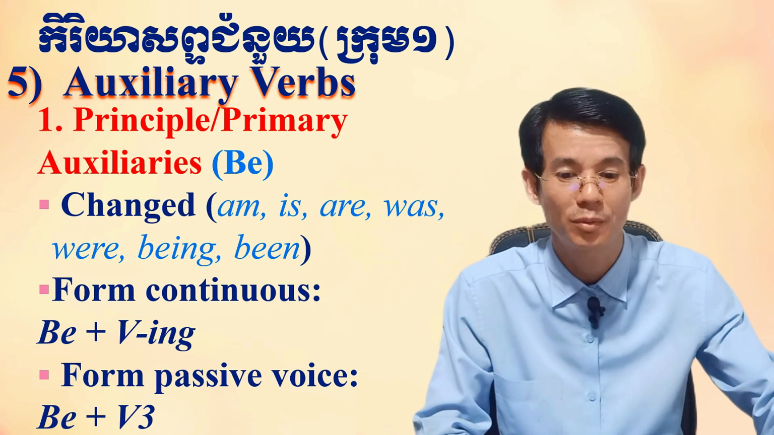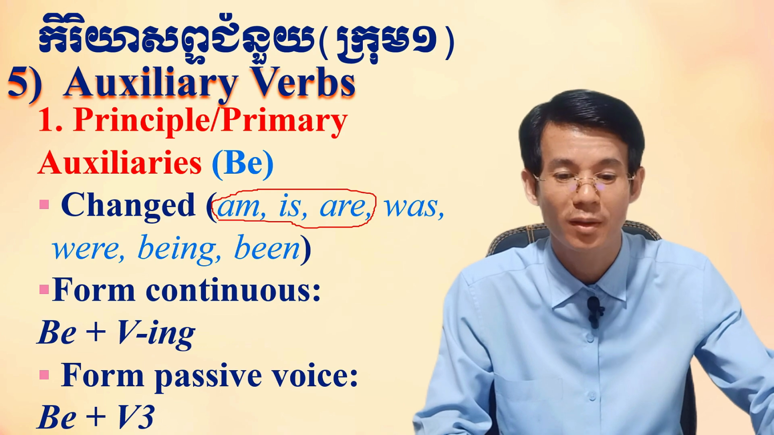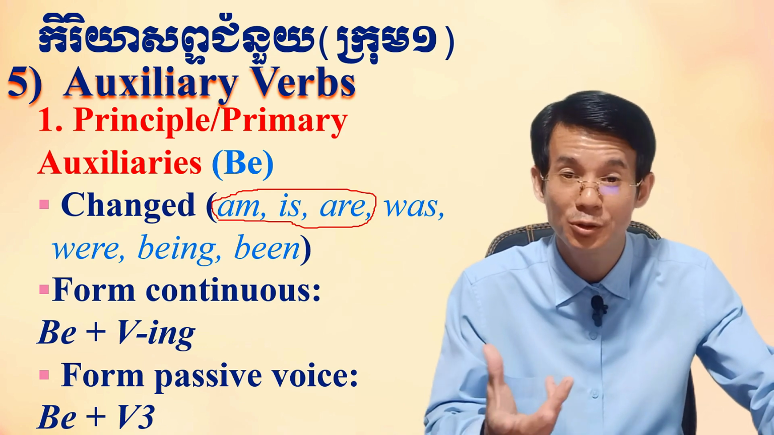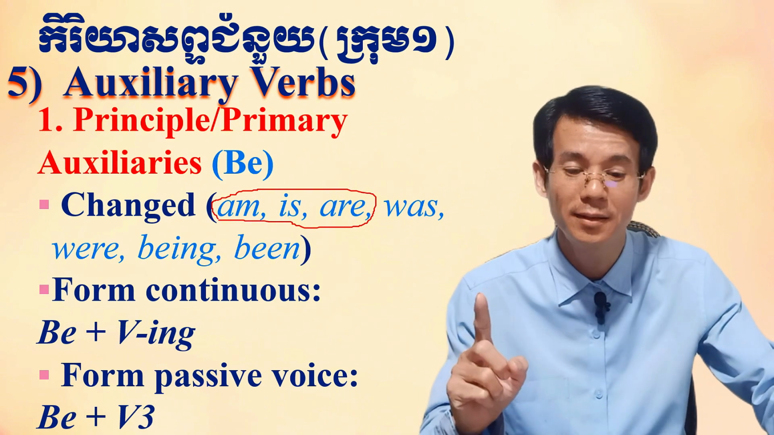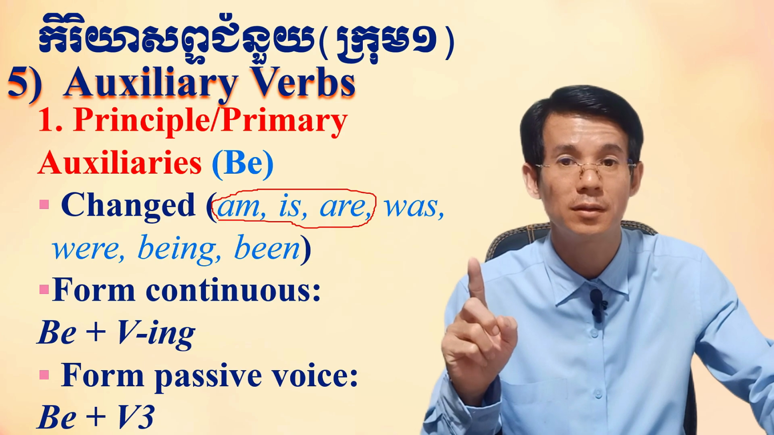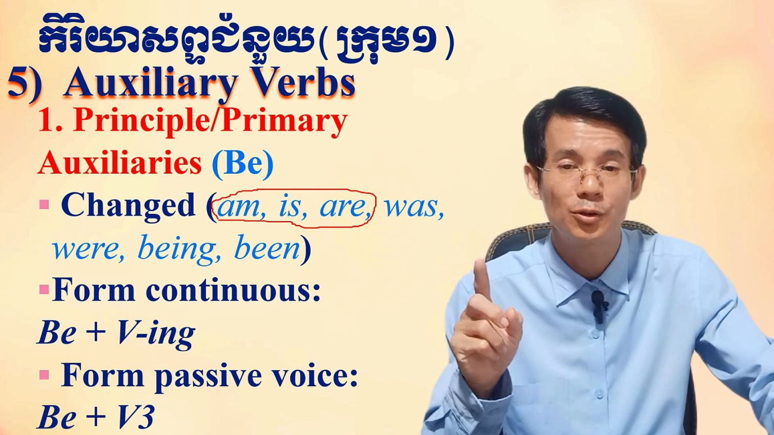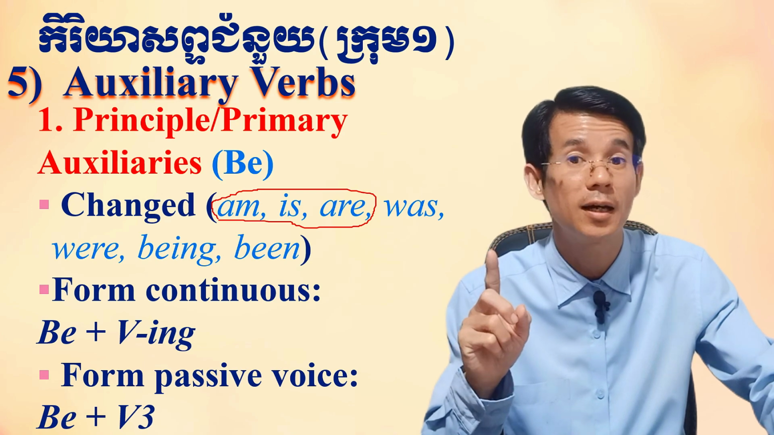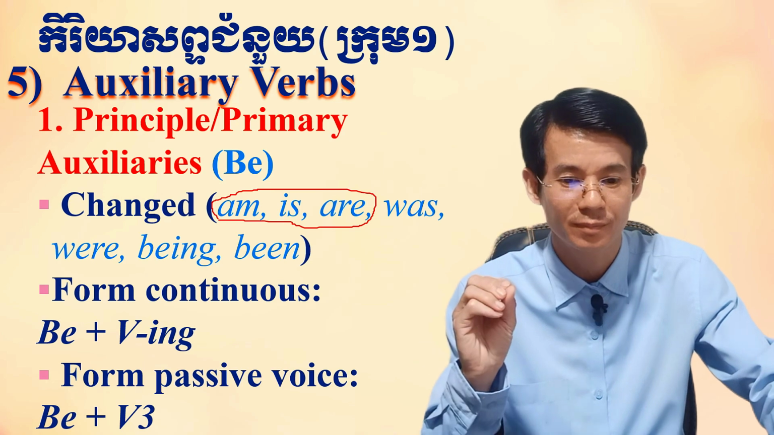Be has to be changed to am, is, or are in present. Yes, present: am, is, or are. I think you know that am is used with the subject I. Is is used with the subject he, she, it, third person singular, right? And are is used with you, we, and they, in present.